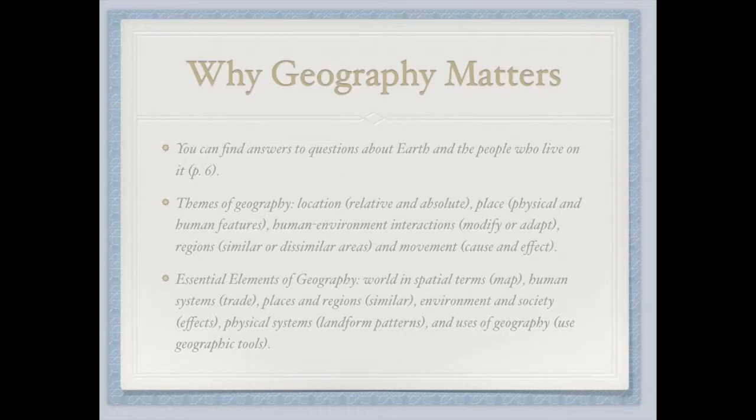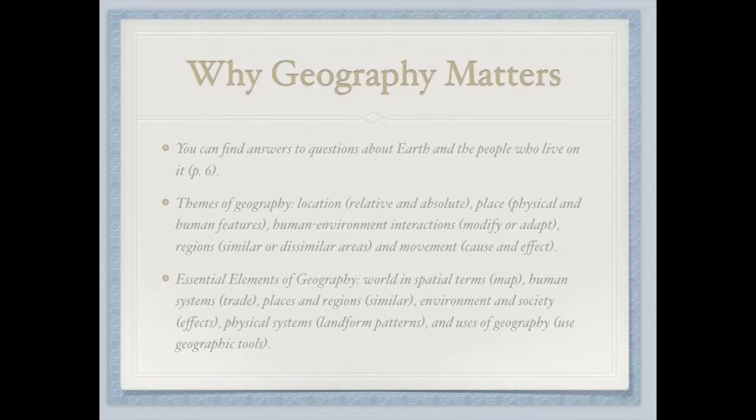Regions, you can have similar or dissimilar areas. So we live in the Rocky Mountain region, edging towards the Great Plains. So the Rocky Mountain region has all sorts of mountains. The Great Plains are just vast fields of plains. And that's kind of how they're different. Or you think about a desert area, a jungle area, all that stuff. And then movement, which is kind of, you look at the cause and effects of when humans move throughout the world, what happens.